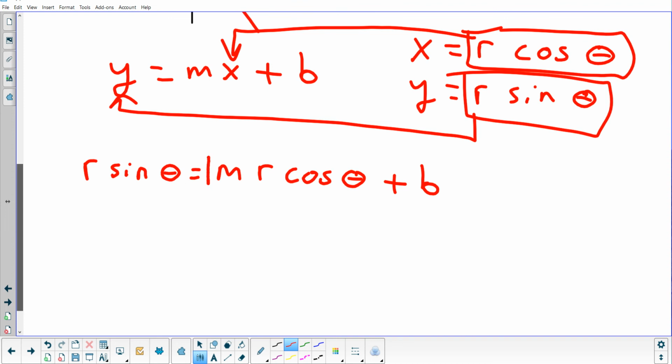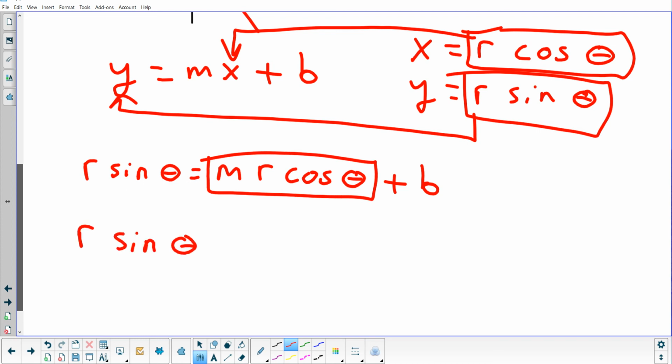So you can subtract this term to the other side. So you have r sine theta minus m r cosine theta equals b. Okay.